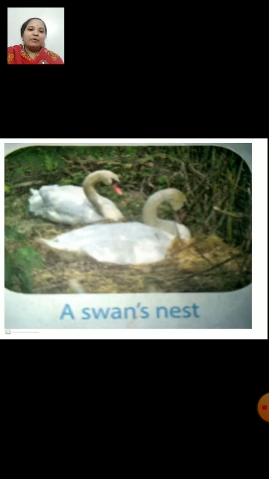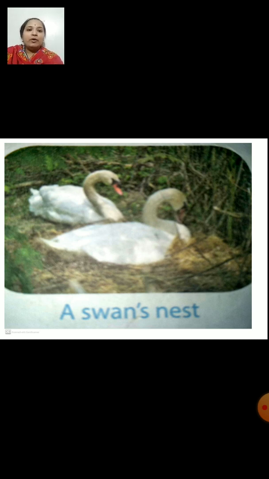Now, do you know where a swan builds its nest? Where does it live? Let us have a look at the picture. Right, this is a swan's nest. A swan builds its nest near water bodies on the ground. Yes, a swan builds its nest on the ground near a water body with the help of reed and grass.